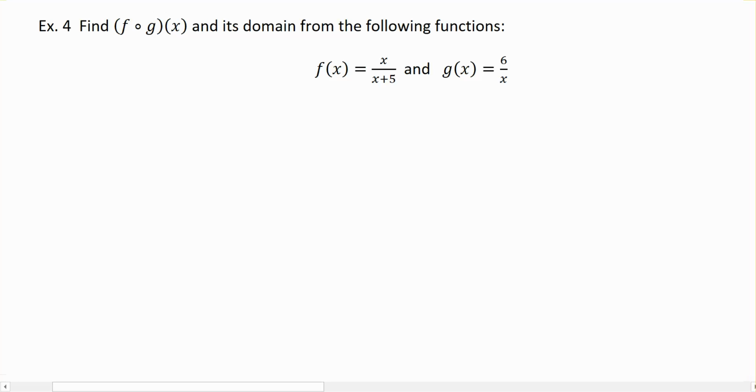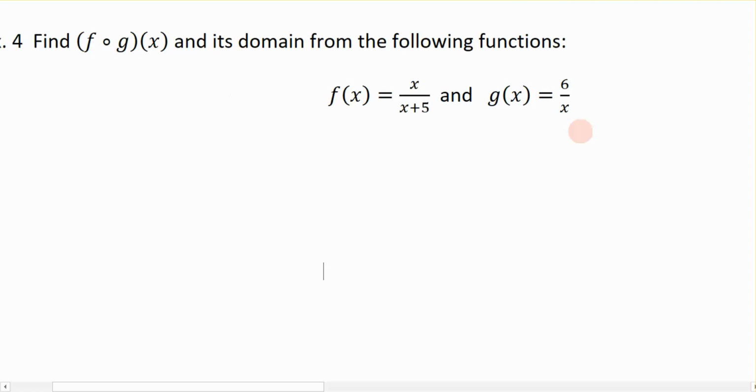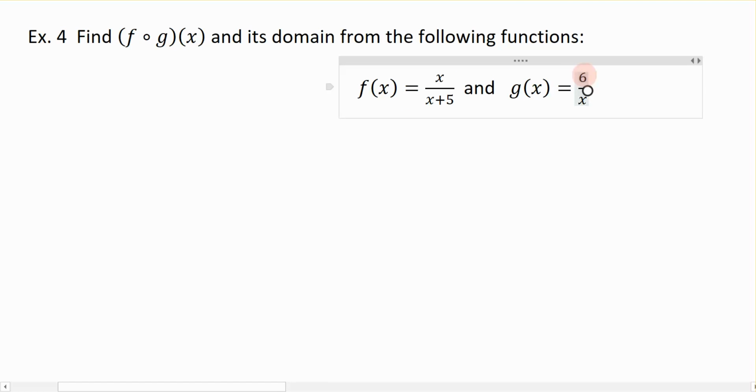Alright, so let's explore the domain idea again when we compose functions, but let's do one that's kind of challenging. Let's do one where we are composing two functions that are rationals and find out what to do from there. Okay. So if I want to compose these two functions to create a brand new one, I start with f of x is equal to x over x plus 5, and g of x is 6 over x.